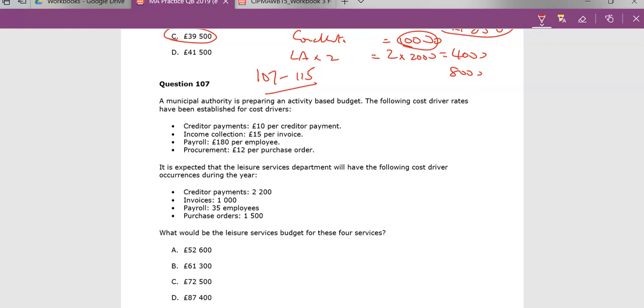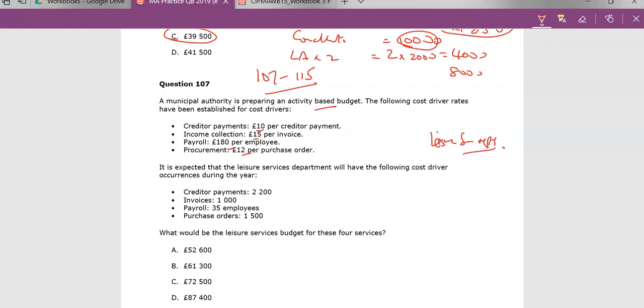So 107 says that you're preparing an activity-based budget, and these are the driver rates. This is where budgeting is driven by the rates. We've found out the actual drivers, and we can put some kind of value to them. It's a pretty straightforward question. We almost know the cost driver rate. And it says that in this leisure services department, you have the following cost driver occurrences.